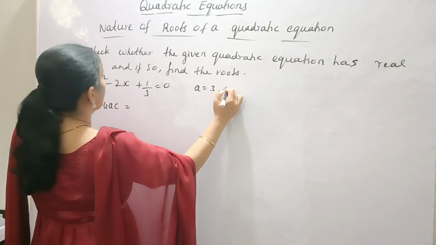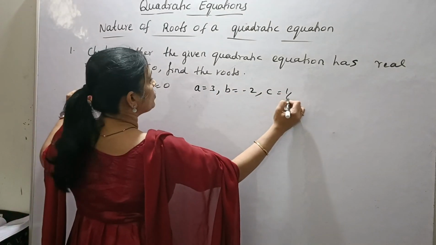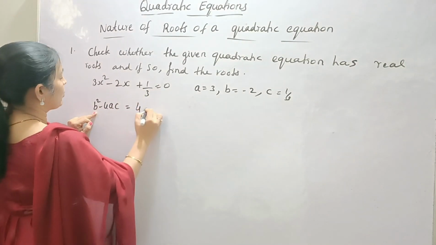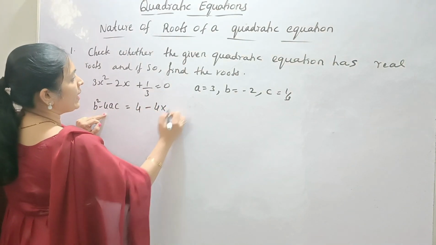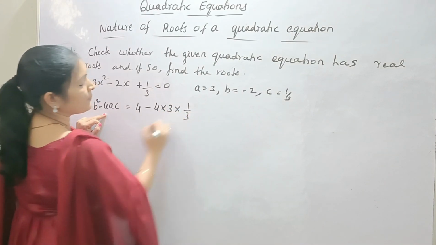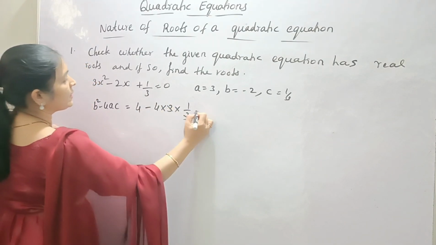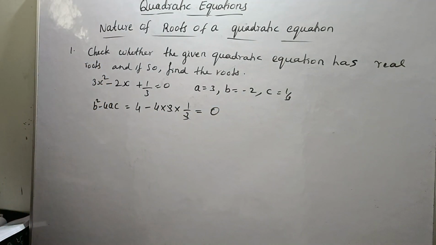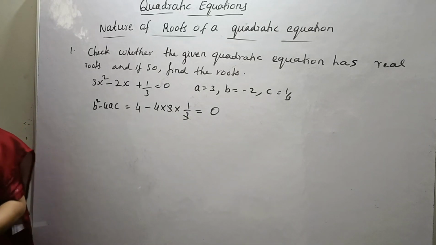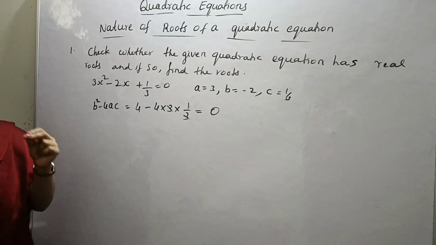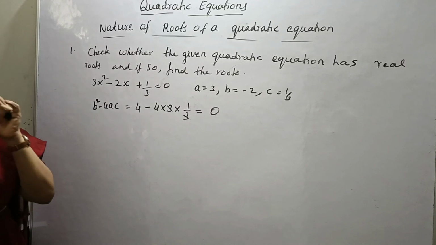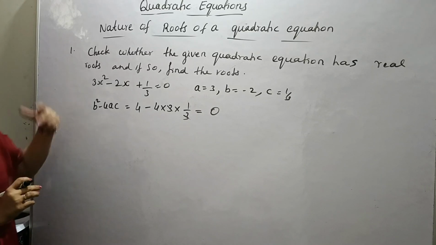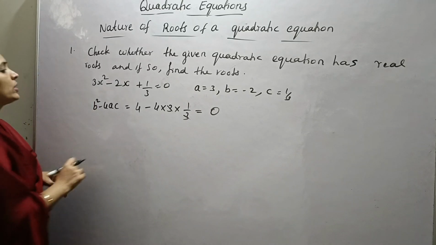Here a is equal to 3, b is equal to -2, c is equal to 1/3. Next, let's substitute. b² is 4, minus 4 × 3 × 1/3. The 3s cancel, so that is 4 - 4 = 0. Now we have got b² - 4ac equal to 0. We know that if the discriminant is equal to 0, then the quadratic equation has only one real root.